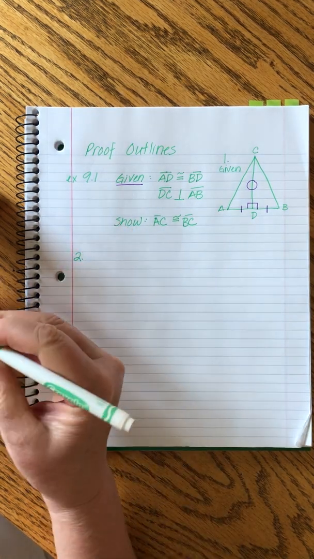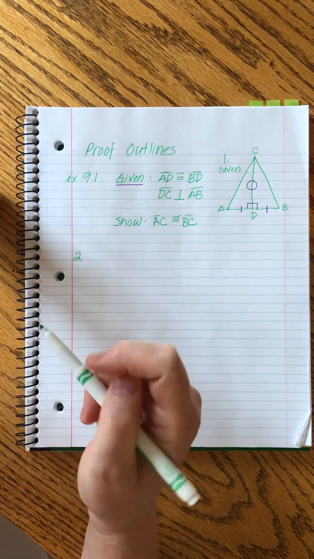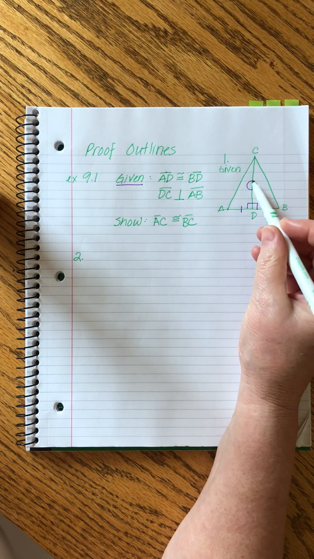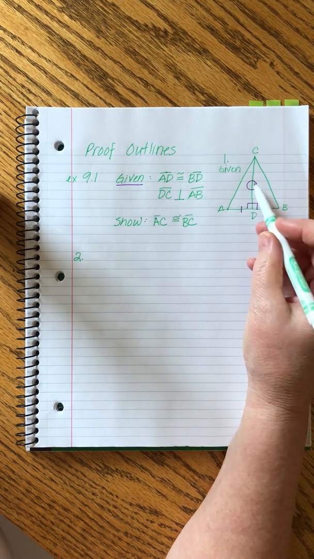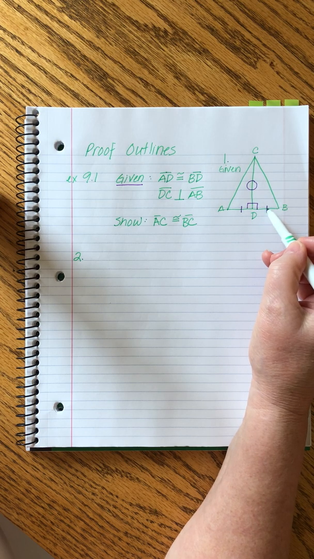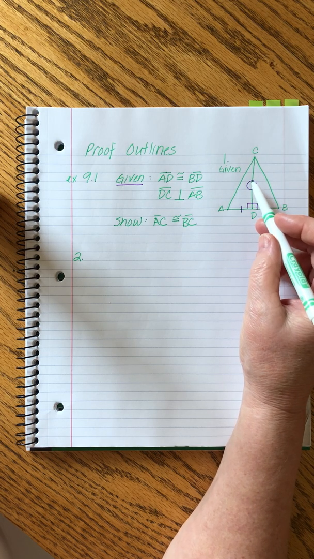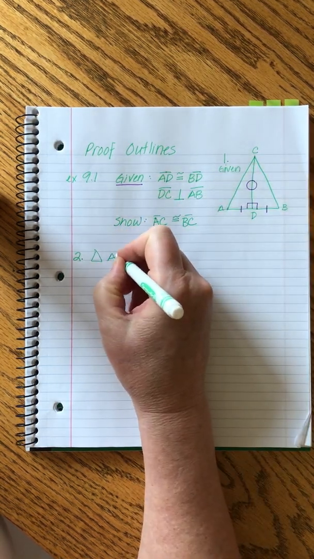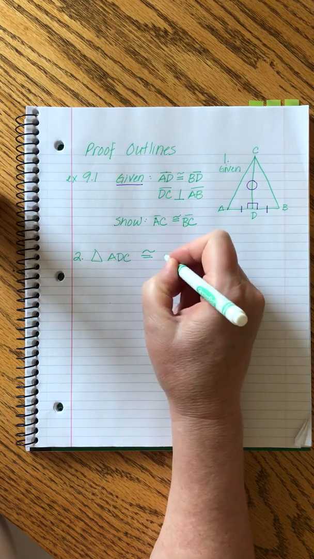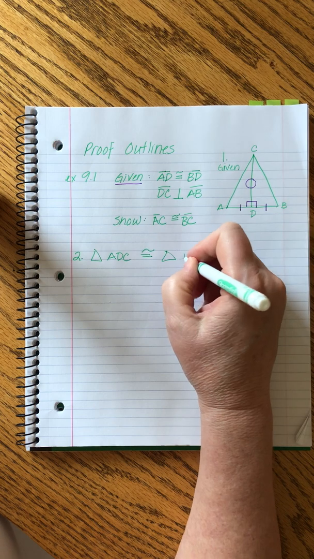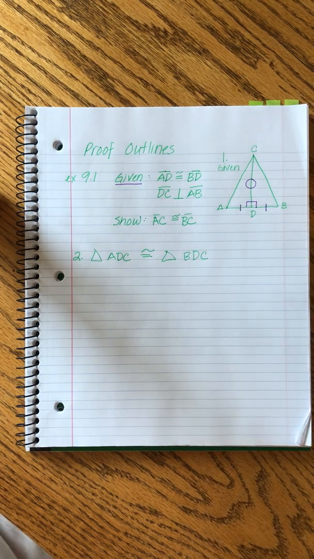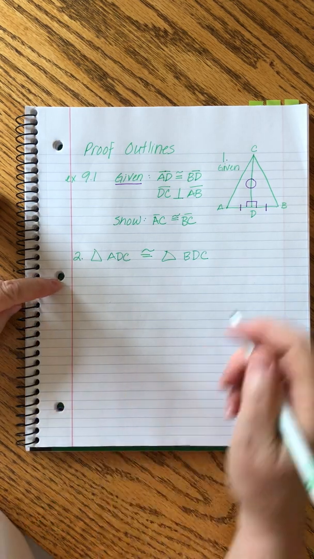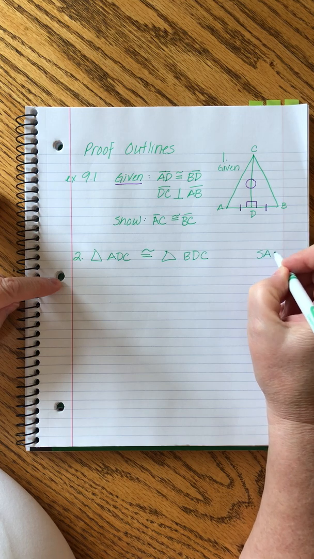Step 2 is to show that now we've proven that these two triangles are the same, because look what we've got: side, angle, side. This side, this angle, and this side, we've said are congruent to this side, this angle, and this side. So we know that triangle ADC is congruent to triangle BDC. Remember, we write the letters so that they create the same shape, right? We want them to correspond. We know that that's true, and the reason why is because of side, angle, side.